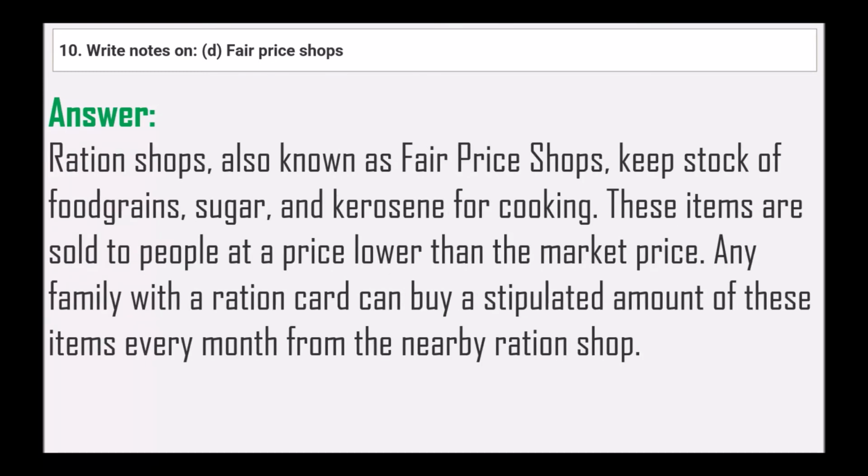Next, fair price shops. So ration shops, known as the fair price shops, keep stock of food grains, sugar and kerosene for cooking. These items are sold to people at a price lower than the market price. Any family with a ration card can buy a stipulated amount of these items every month from the nearby ration shop.